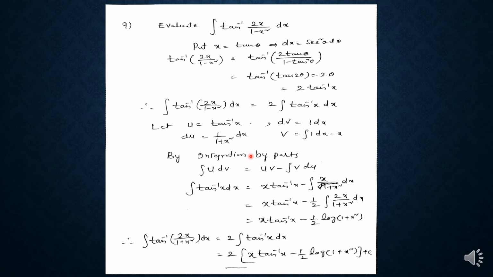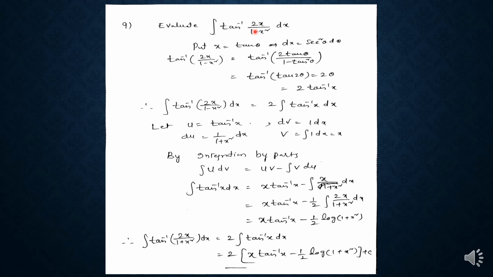Ninth one, evaluate the integral of tan inverse of 2x by 1 minus x square dx. Here also we can observe that the integrand is a single function. Tan inverse of 2x by 1 minus x square, this whole thing is only a single inverse trigonometric function. So here also by using transformations, by putting x equal to some function, we can simplify the given integrand. What is it?